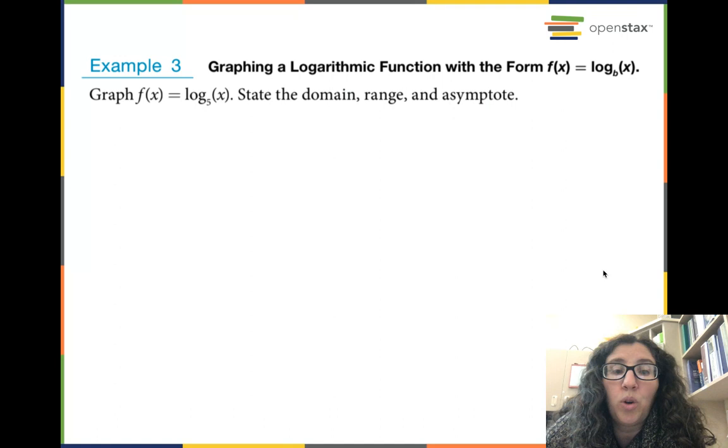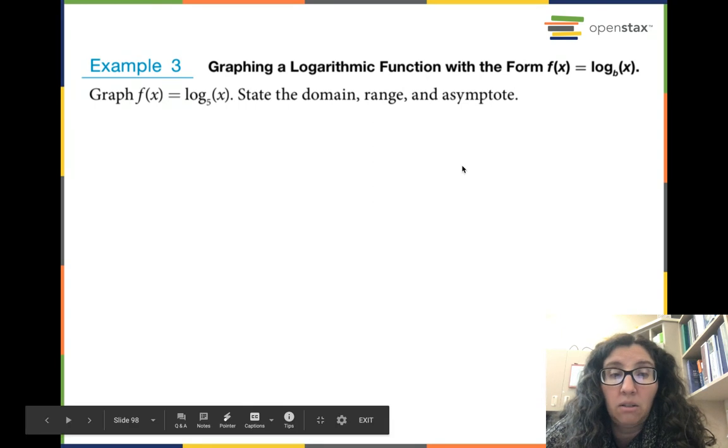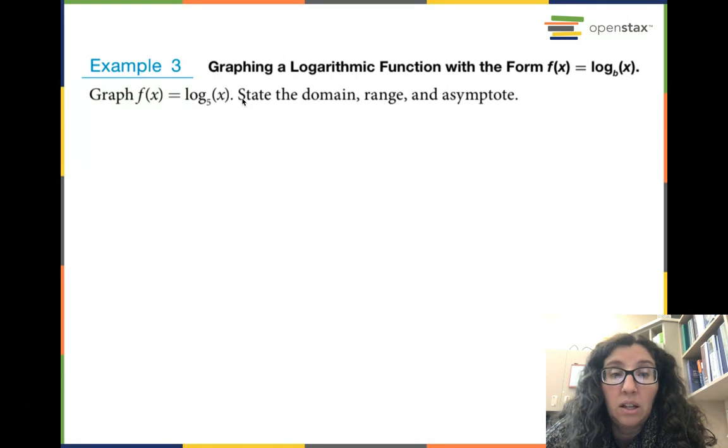So what if we want to graph log base 5 of x, and then state the domain, range, and asymptotes? This is going to be like our parent function. Our base is going to be 5. So what do we know? We know for sure it's going to be increasing. It's going to have a vertical asymptote at the y-axis. It's going to go through the point (1, 0), and also (5, 1).